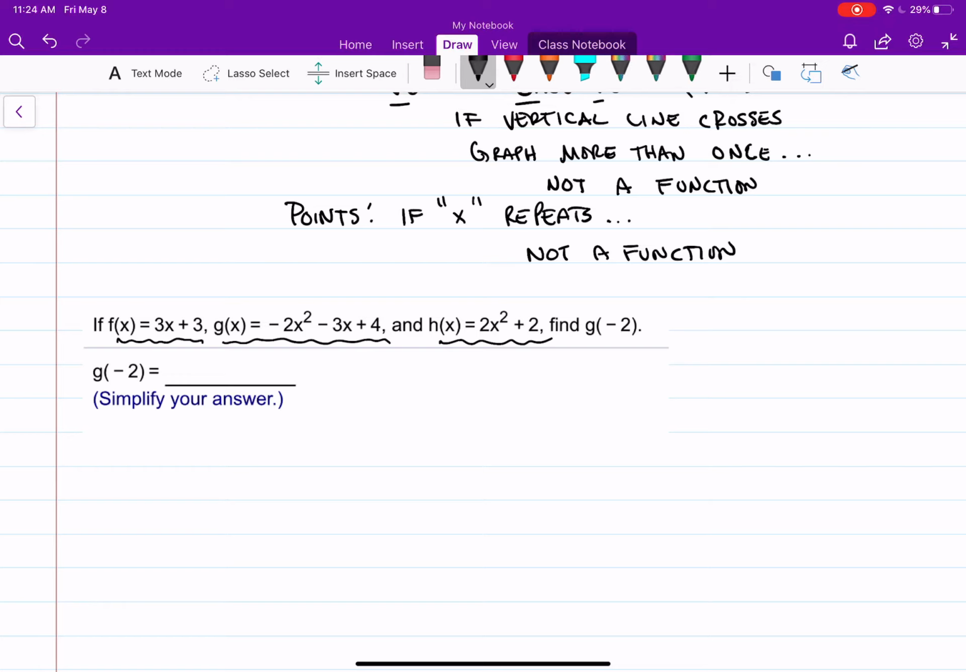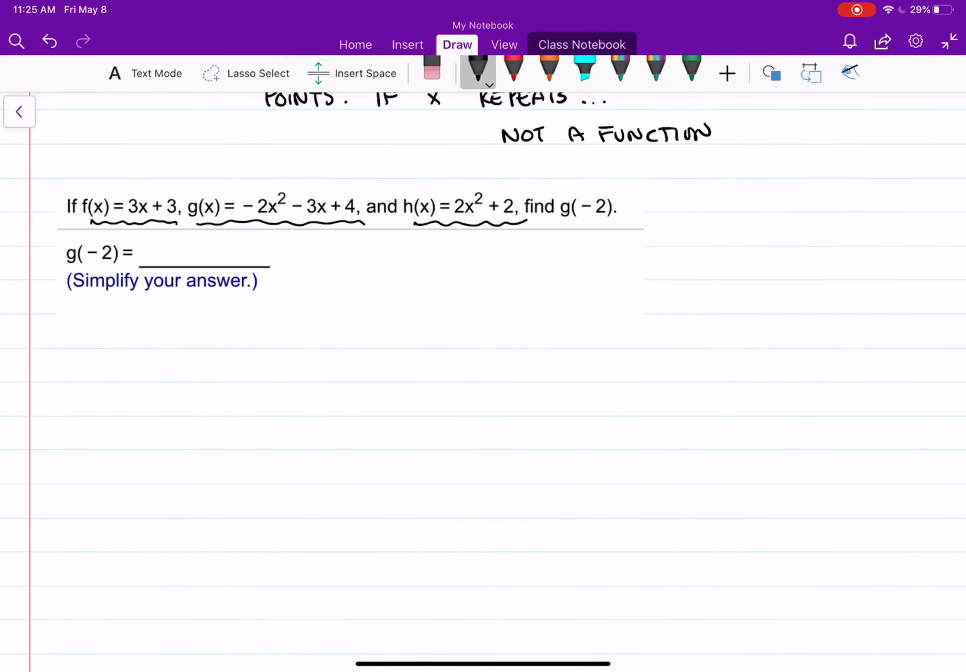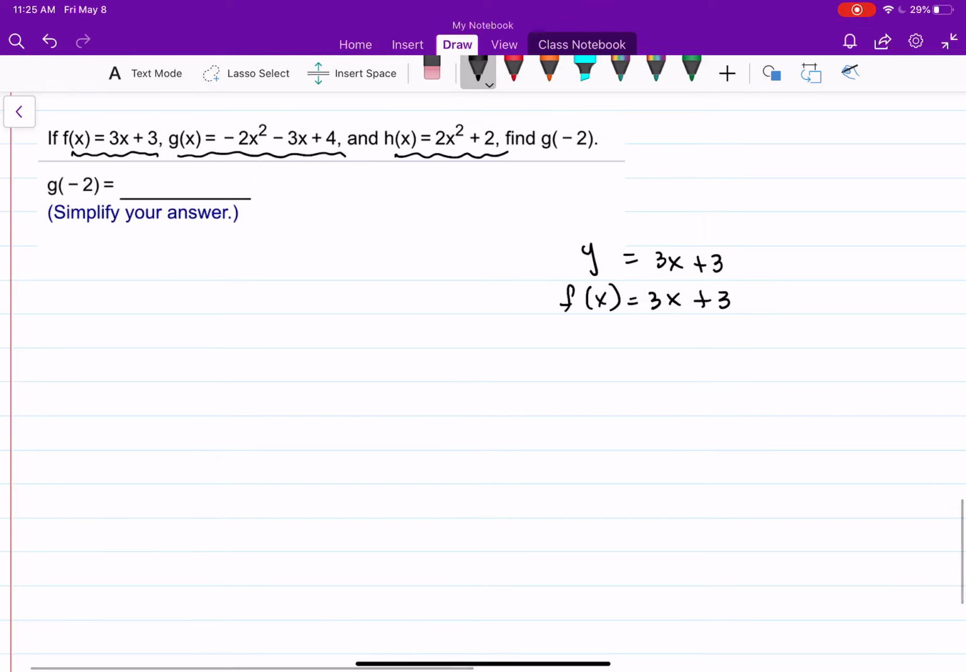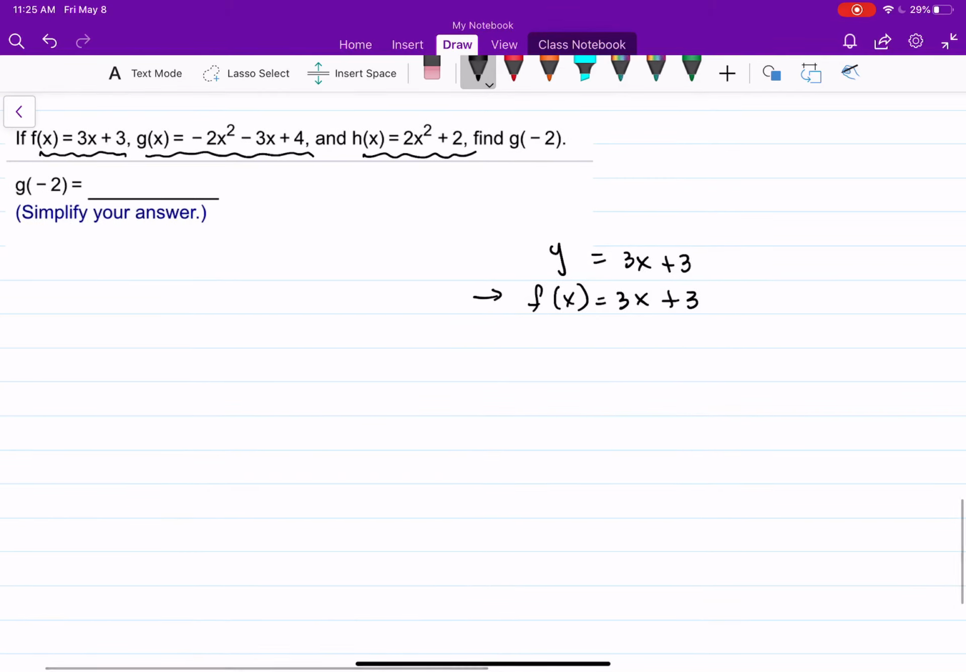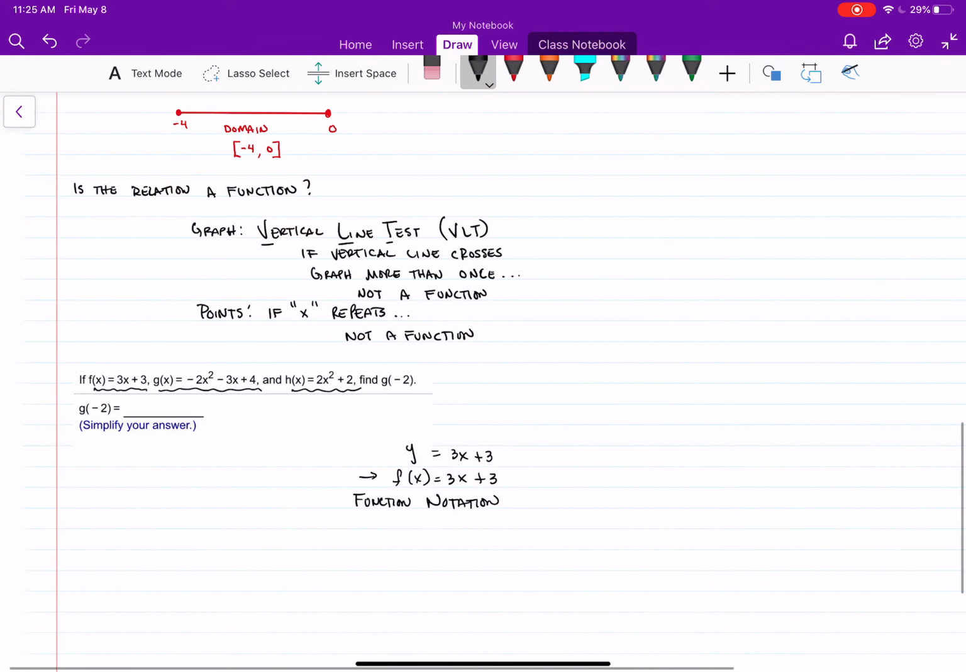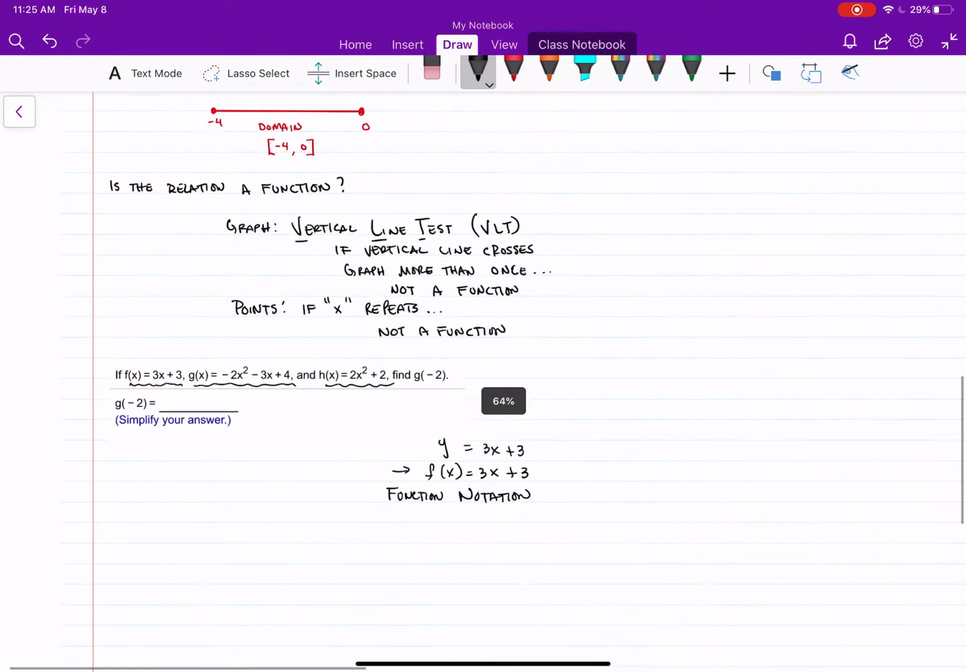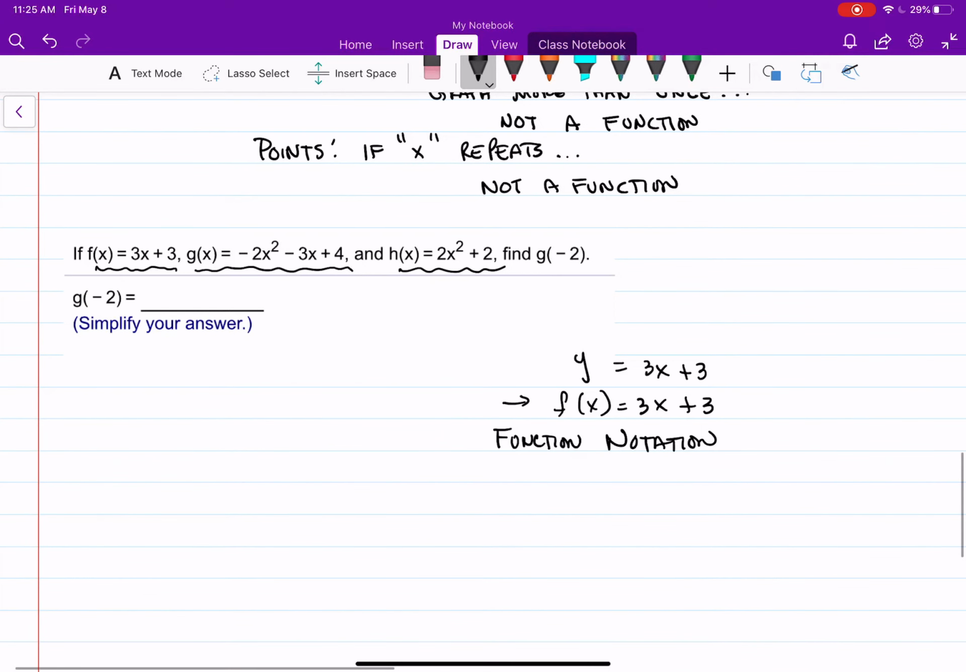and basically the f of x, g of x, and h of x is what's called the function notation. So if f of x is equal to 3x plus 3, well, that is the same thing as y is equal to 3x plus 3. So this would be called the function notation.